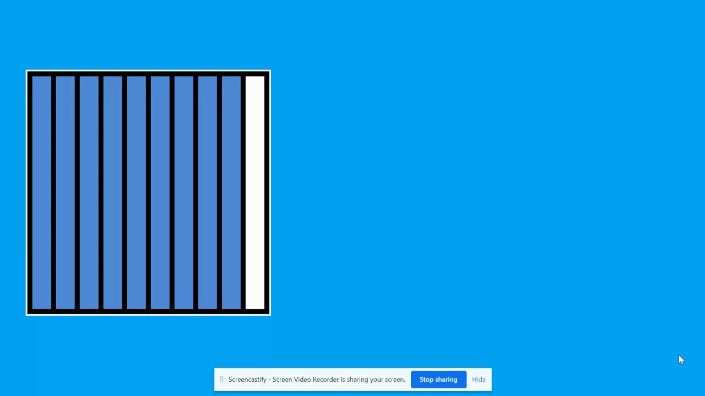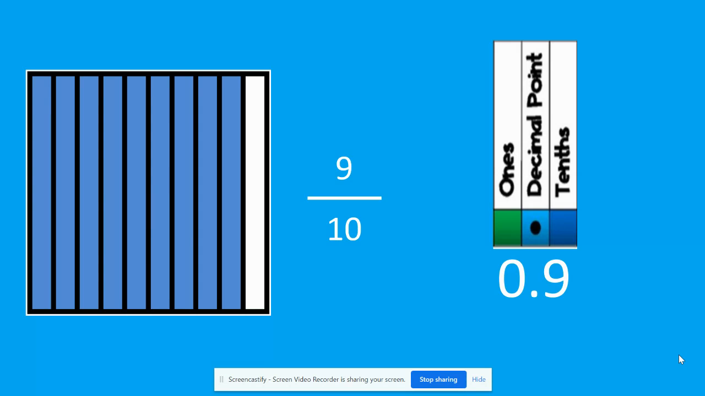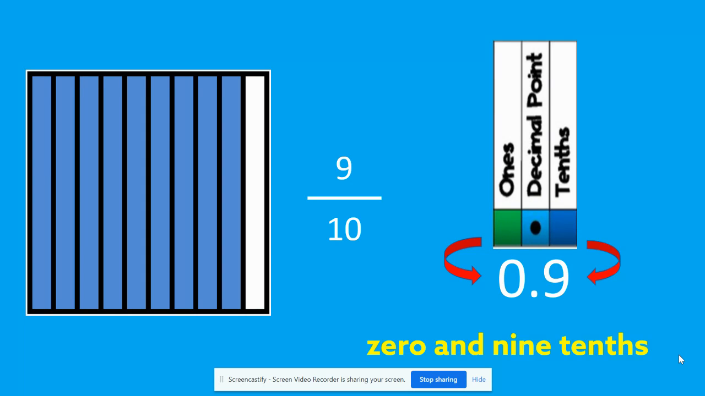Here's another model of one whole broken into 10 equal parts, and this time 9 of them are shaded. So as a fraction, I would simply write 9 out of 10 or 9/10. Again, as a decimal, I would say, well, in the ones place, I have nothing. I have 0 because there is not one whole of anything shaded in. My decimal point separates my whole number 0 from my fraction of 9/10. And so I just write a 9 in the tenths place, and I get 0 and 9/10.